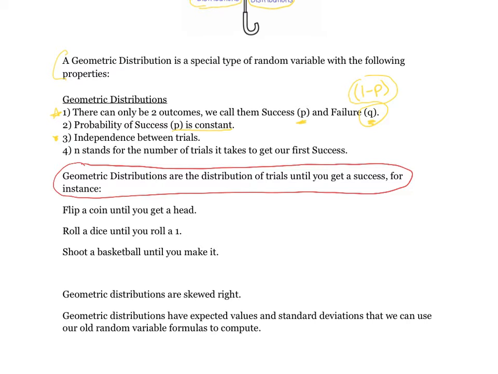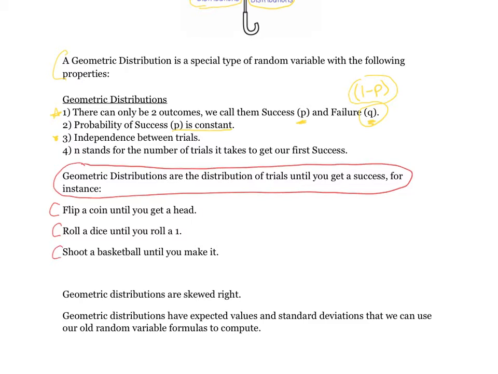So for instance, these are examples. Flip a coin until you get a head. So if you get a head on your first flip, you're already done. Okay, but if you get a tail on your first flip, then I need to flip again, and I keep flipping until I get a head. Roll a dice until you roll a 1, same concept. Shoot a basketball until you make it. Okay. So we're just waiting for that first success to occur. And part of what we'll be doing is predicting, when should we get that first success.